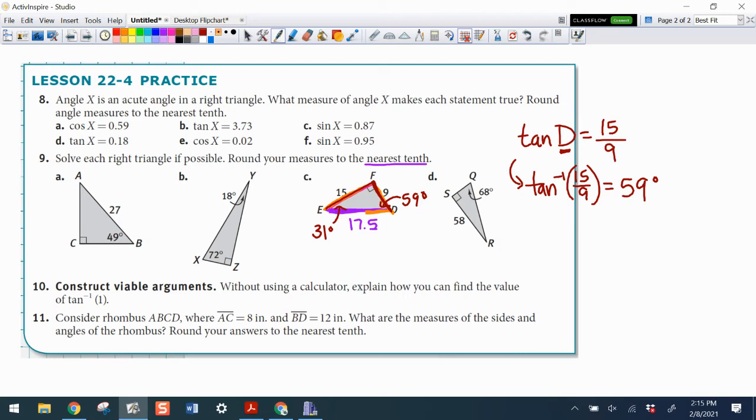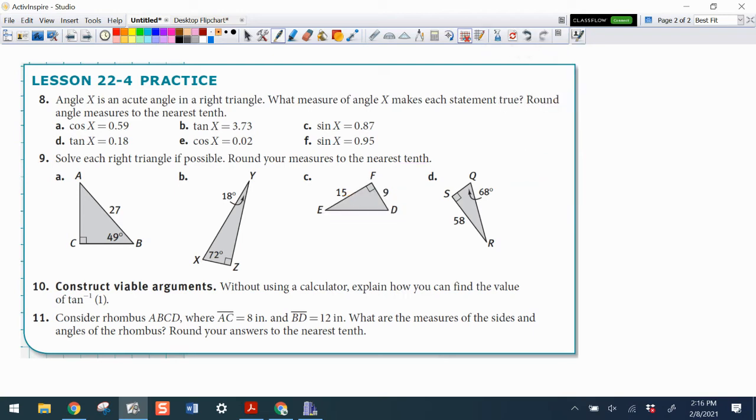I'd probably use the inverse tangent function once again, because we're really trying to avoid using the length of DE, because that is a rounded measure from the Pythagorean theorem. Now let's take a look at item D and see if it is in fact solvable. It does look like we can solve this triangle because we have one angle measure, Q, and one side, which we saw on item A did in fact work.